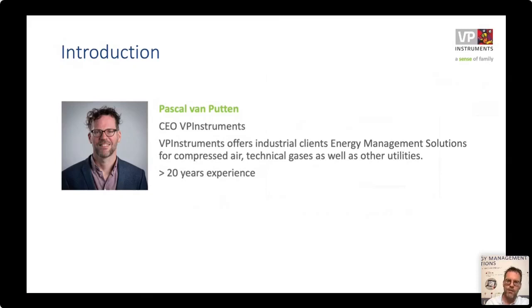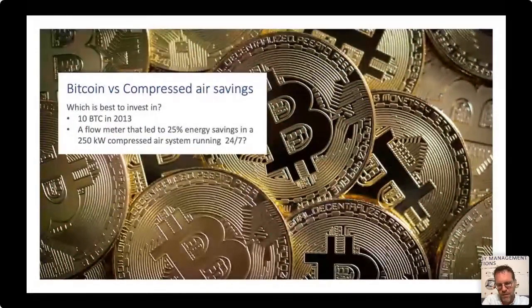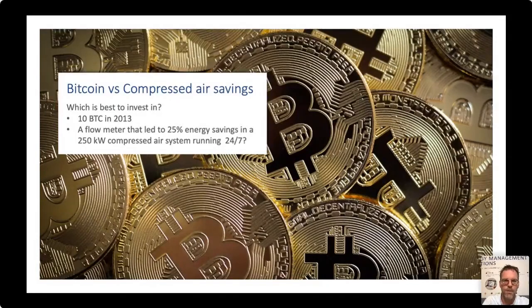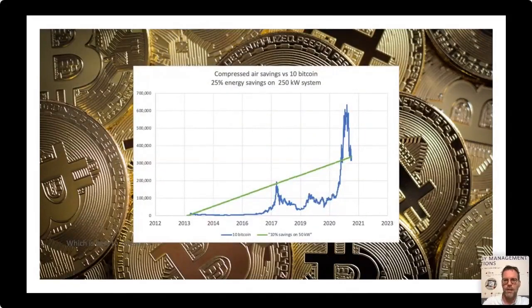Now, let me ask you a question first. If you were back in 2013 confronted with the choice, invest in Bitcoin, and let's put it this way, invest in 10 Bitcoins or invest in a flow meter. And let's assume that you are an energy manager of a plant with a 250 kW compressed air system running 24/7 a year, all year round. Well, if you would have done that, 10 Bitcoins, or invested in a flow meter and realized 25% energy savings, for example, by leakage management, it would have ended up here today.